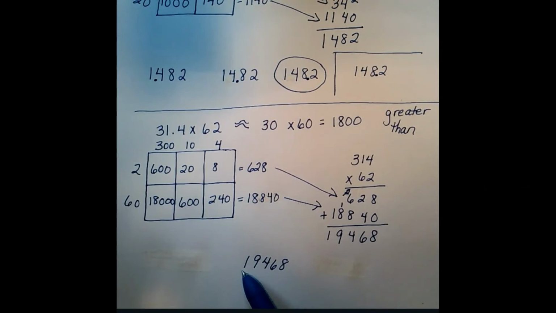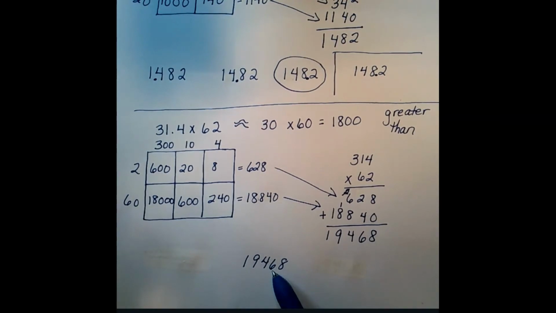Yes, 1,946 is greater than and still close to 1,800. So it would be reasonable that our decimal would be right there. 1,946 and 8/10. Hope this helps.